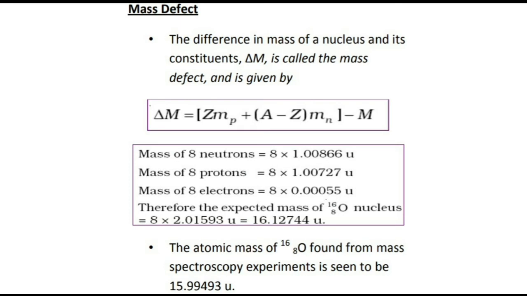And mass defect is equal to Z into Mp plus (A minus Z) into Mn, minus m. Here Z is atomic number, A is mass number, Mp is mass of proton, Mn is mass of neutron, and m is the actual mass of the nucleus.